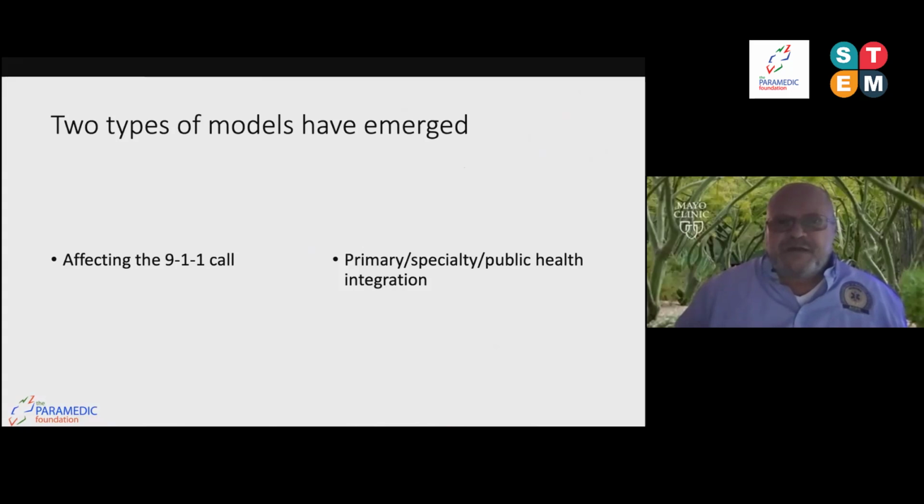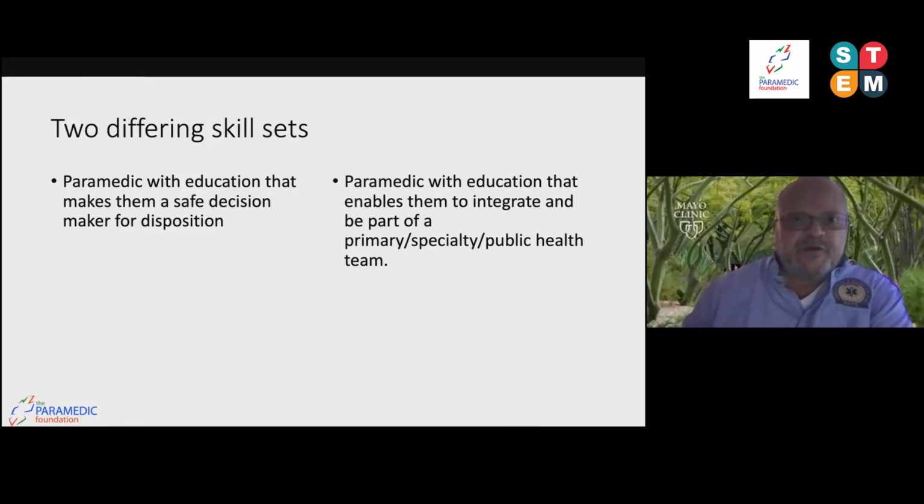Two types of models have emerged. One model surrounds the emergency call and trying to make sure that the patient that calls an emergency line gets the right care in the right place at the right time. So that might be treating them at home and leaving them there. That might be taking them somewhere other than an emergency department, or it might be taking them to the emergency department. The other model is a model that's integrated in primary, specialty, and public health, and again, part of those healthcare teams as well as the paramedic team.